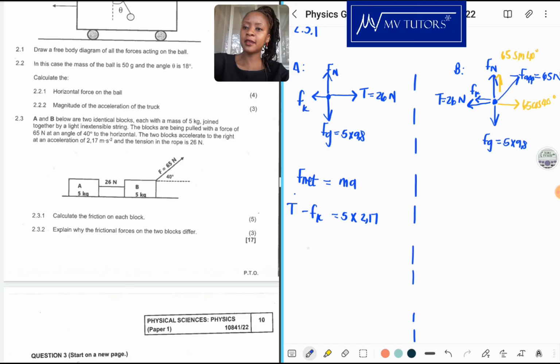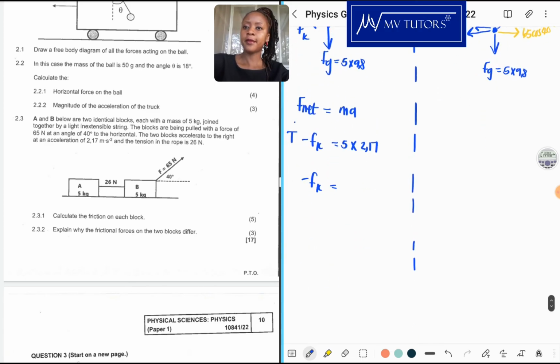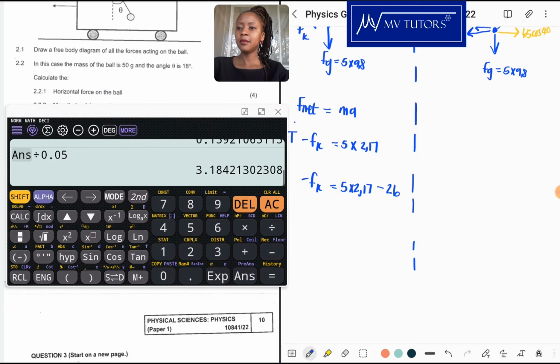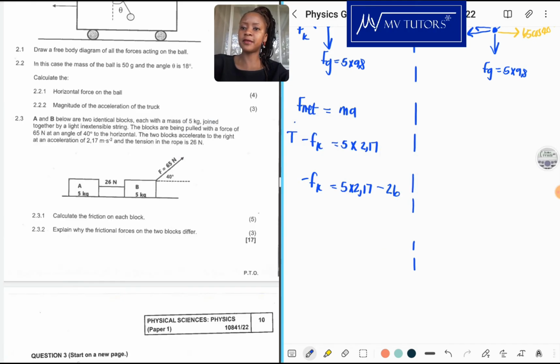All right, and then I know that my friction force will be 5 times 2.17 minus the tension force, which is 26. So let us calculate that. I have 5 times 2.17 minus 26, so I get negative 15.15. Ultimately, we know that our friction force for block A is 15.15 Newton.